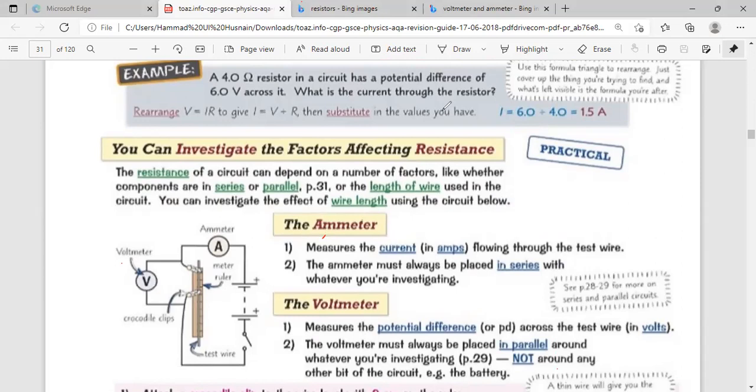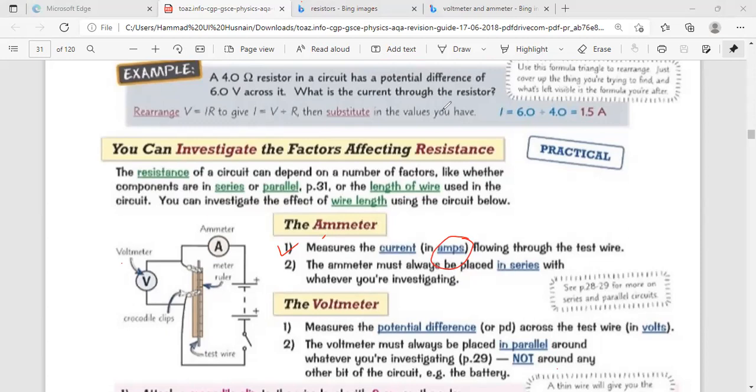Give it a read. It says, what does ammeter do? It measures the current in amperes. Amps means amperes. You can write it in your notes as well. Ampere is the unit of current, right? So ammeter is used to measure the current in amperes flowing through the test wire which we are testing, or through which we need to measure the current.